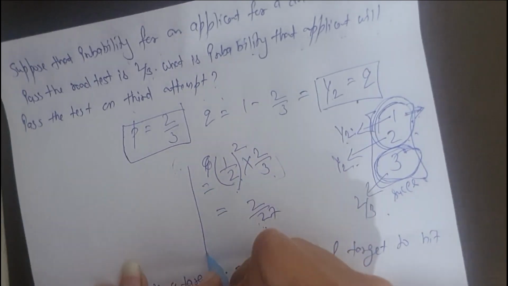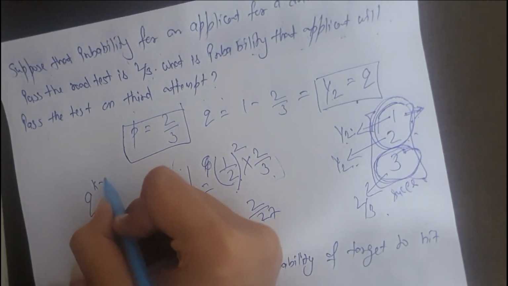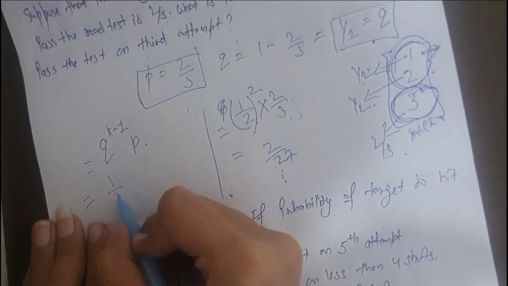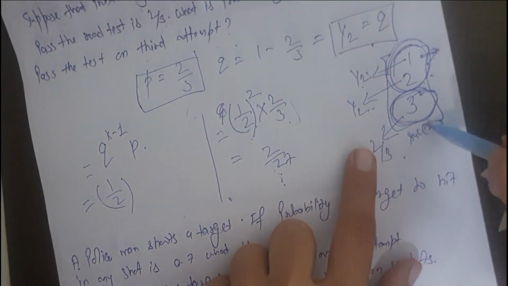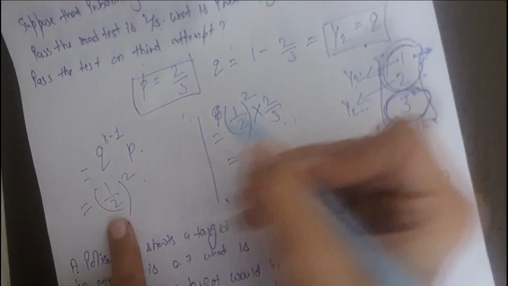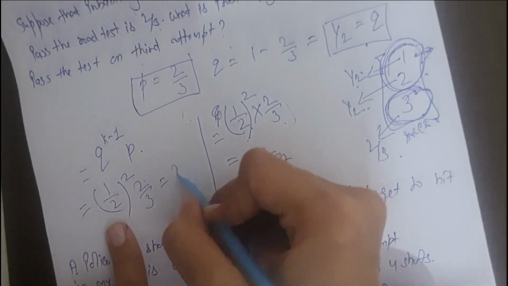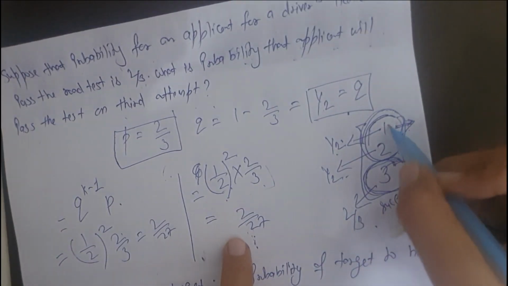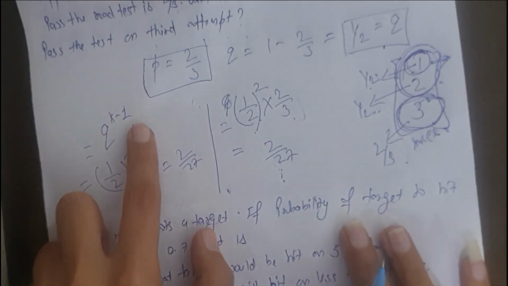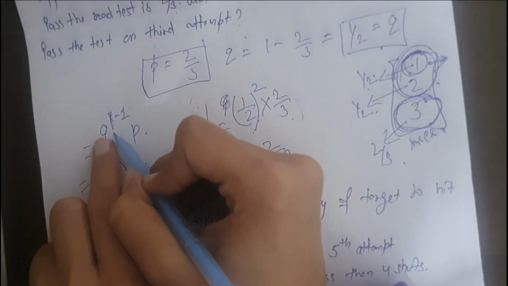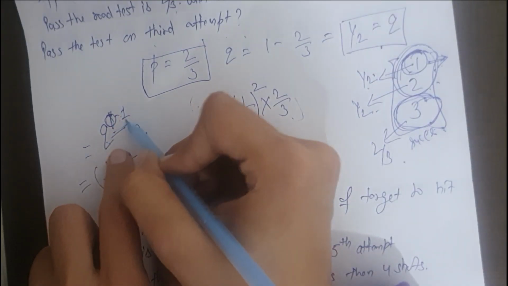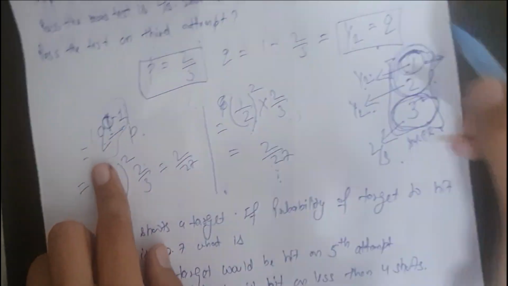If you want to go by formula, then the formula is q to the power k minus 1 into p. What is q? What is k? The number of trials is k, that is 3. 3 minus 1, 2. P is 2/3. Now start it from case 1. Don't start it from case 0, because the formula is k minus 1. If it is 0, then it will be q raised to power minus 1, so it can't be a case. So start it from case 1.